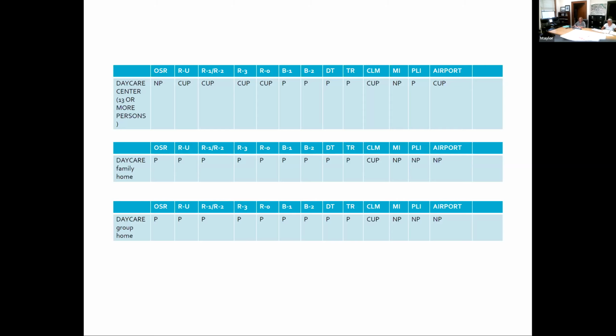It would not be permitted in our MI zoning district, but the daycare center of larger size would be permitted in the public lands institution district and would be a conditional use permit at the airport.